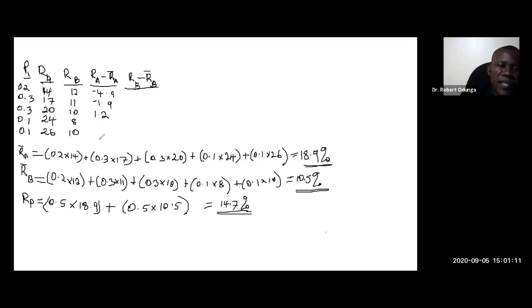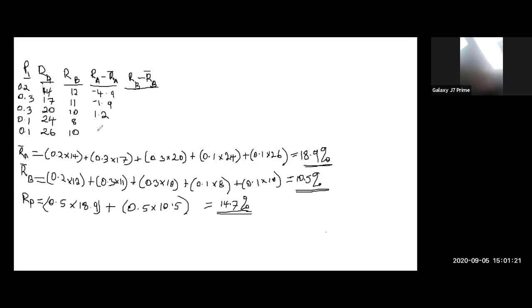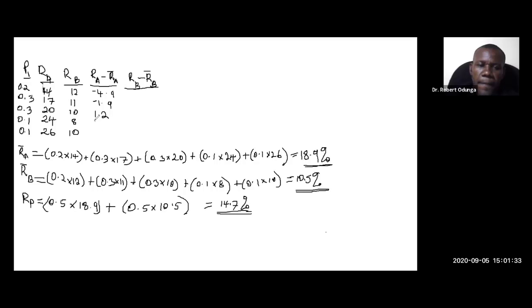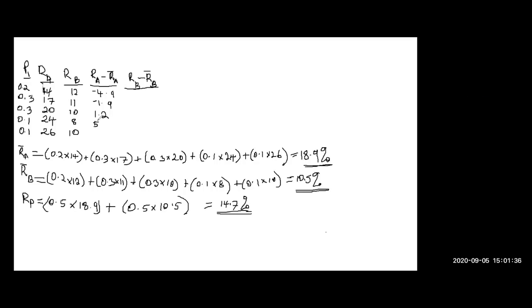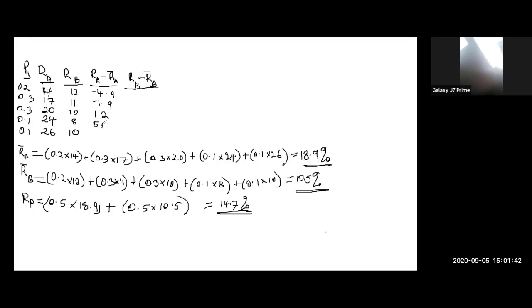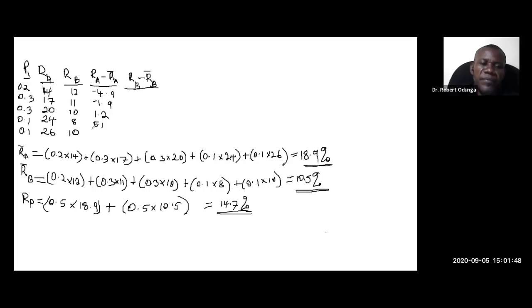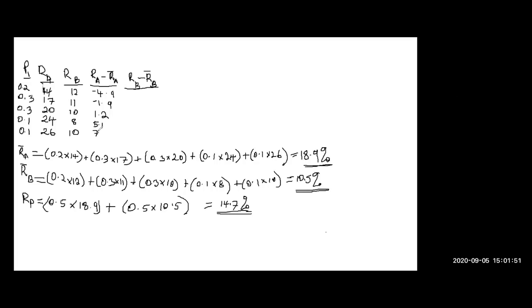24 minus 18.9. That's 5.1. Okay, same for B.